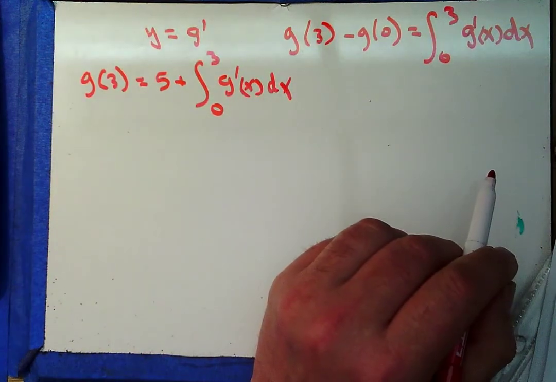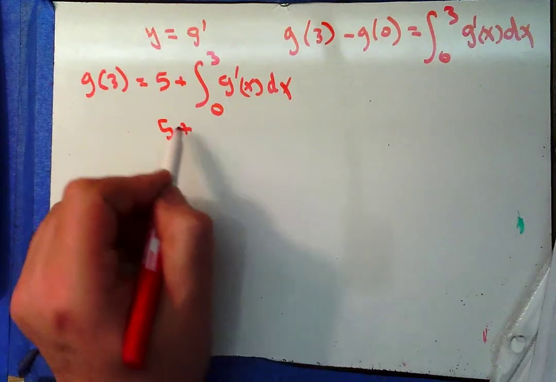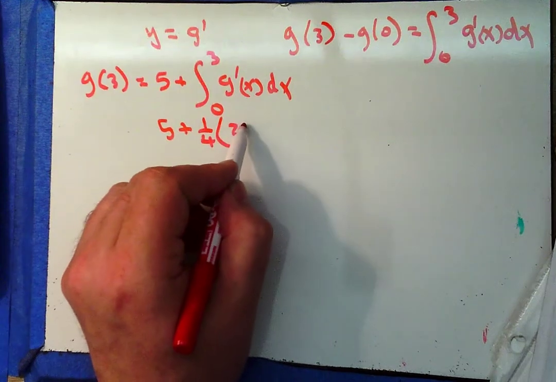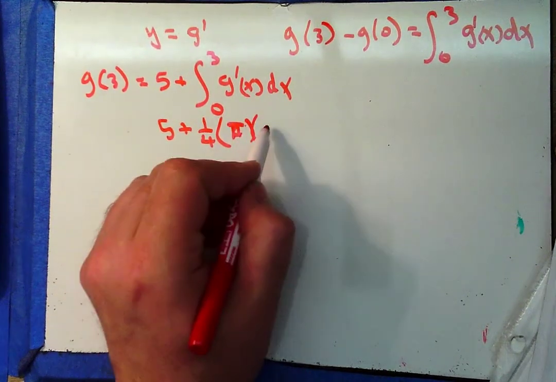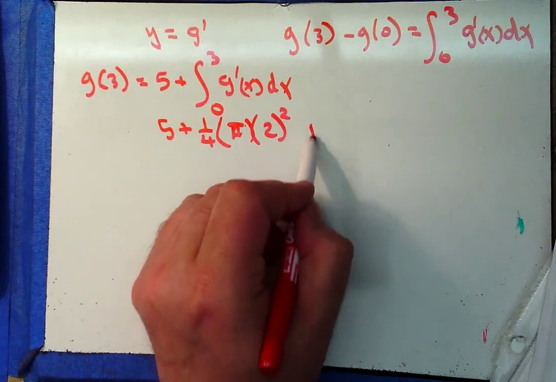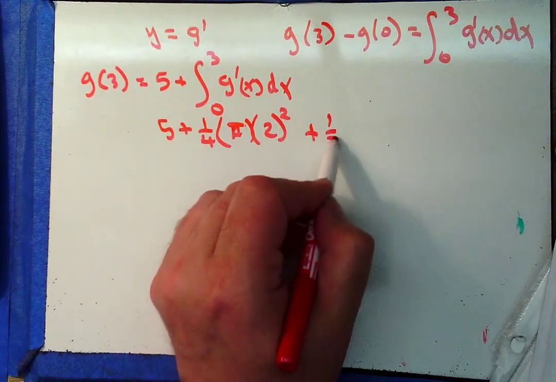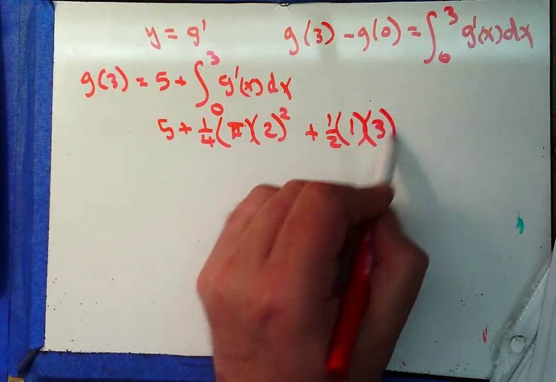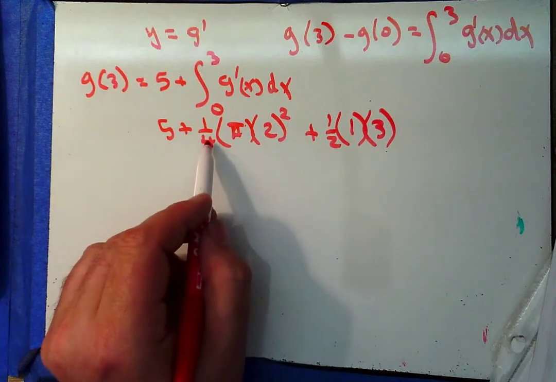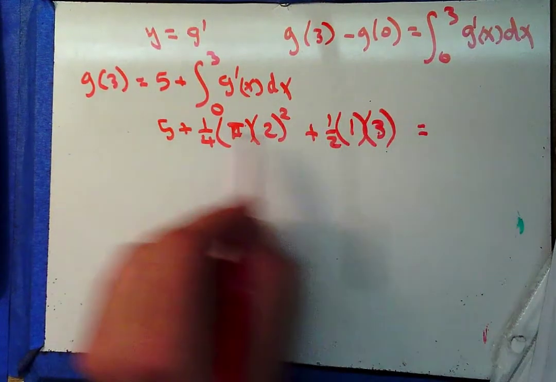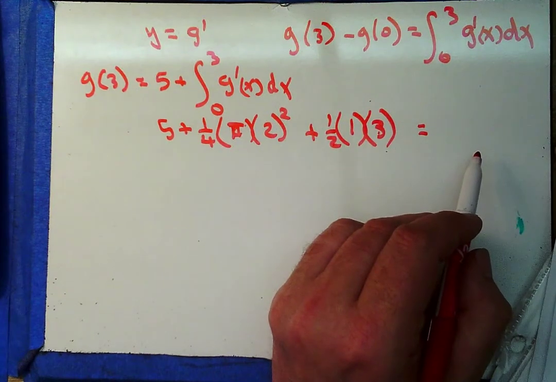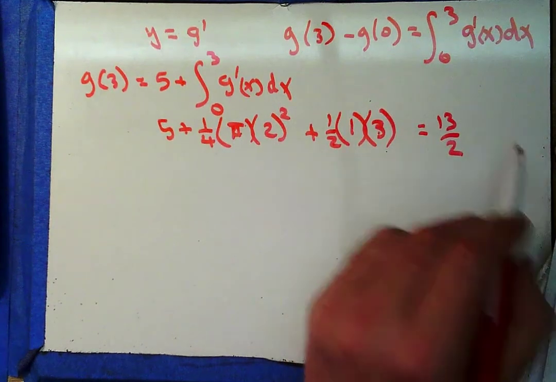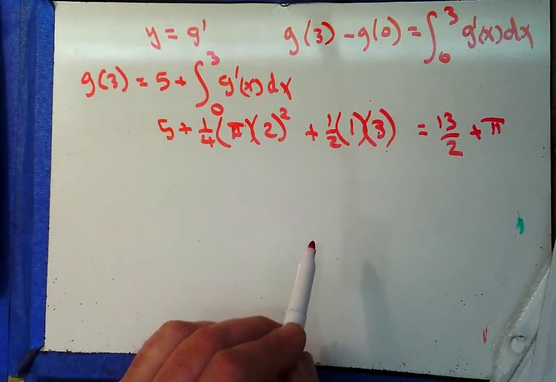So integrating from 0 to 3 means adding the quarter circle, whose radius is 2, so 1/4 pi r squared with r equal to 2, plus that triangle, 1/2, base is 1, going from 2 to 3, and the height is 3. So I've got 4 divided by 4, I get pi, plus 1.5, 5 plus 1.5 is 6.5, 13 halves, that's 6.5, plus pi. That's g of 3.